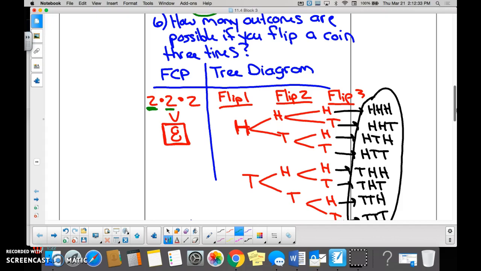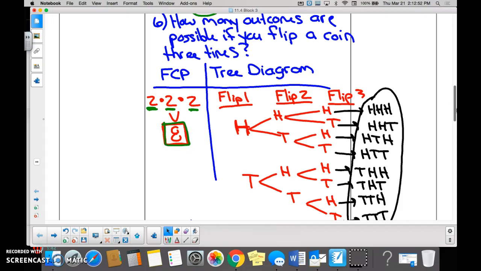If you flip that same coin a second time, how many outcomes are there? 2. Heads or tails. And if you flipped it a third time, how many outcomes are there? 2. Heads or tails. So the fundamental counting principle states if you take all of the outcomes and multiply them together, that is how many possibilities exist. So we have 8 possibilities, right?